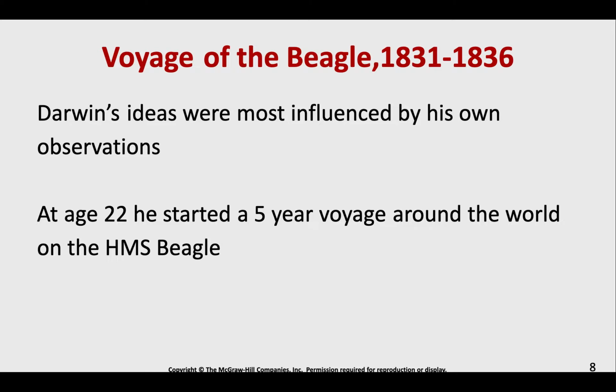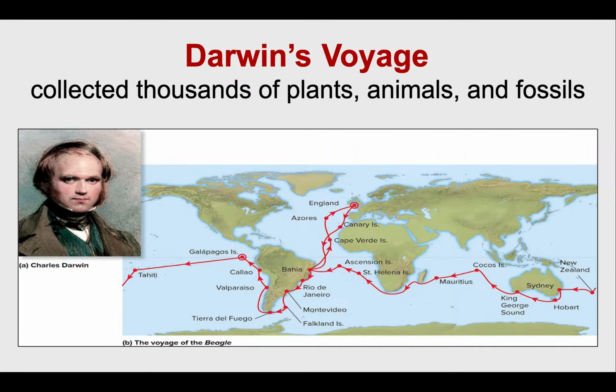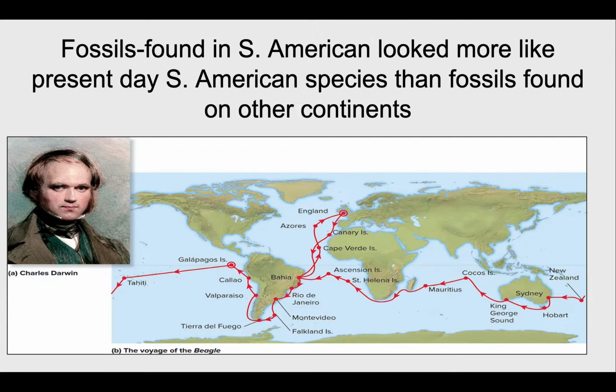So he went on that 5-year voyage, age 22, and made all these important collections and discoveries. Traveling around the world, he collected thousands of plants, animals, fossils, thousands upon thousands of specimens. And he noticed a few things. When he looked at fossils, he noticed that those that he found in South America looked more like the present-day South American species than the fossils he might have found in other continents like Australia or Africa. Those fossils did not look as much like present-day South American species as the South American fossils did. So he started to piece some ideas together here.